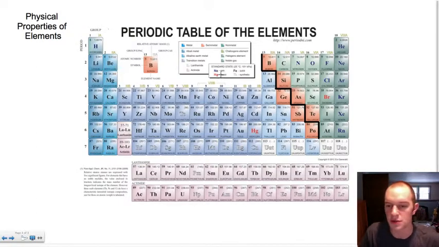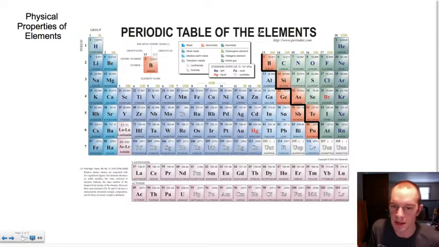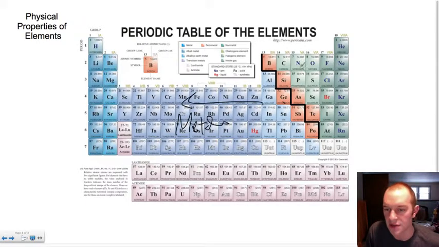Anything to the left of the staircase line is going to be your metals. So these are all metals all in here. Okay, anything to the right of the staircase line is going to be nonmetals. I know it's a little hard to see, but anything that aligns the staircase line is going to be semi-metals, or we use the term metalloids.